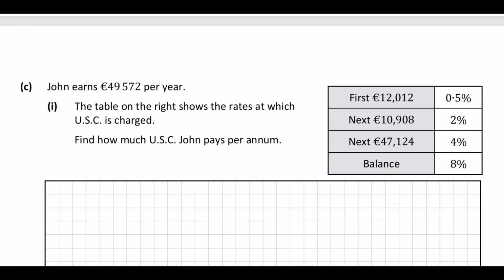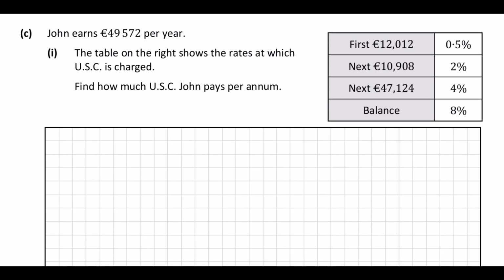Let's have a look at part C. John earns 49,572 euros per year. The table on the right shows the rates at which USC is charged. Find how much USC John pays per annum. So he pays, let's see, on the first 12,012 euros, he pays 0.5%. On the next 10,908, he pays 2% and so on.